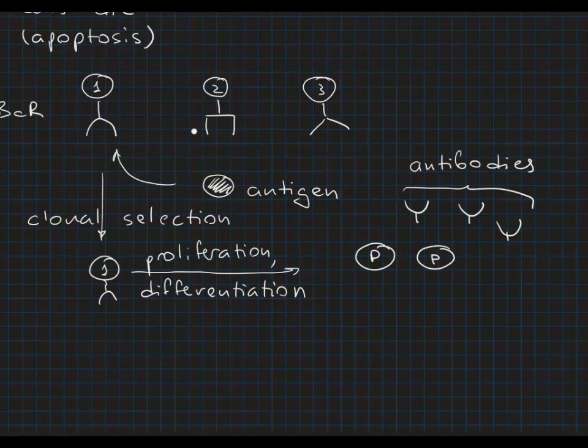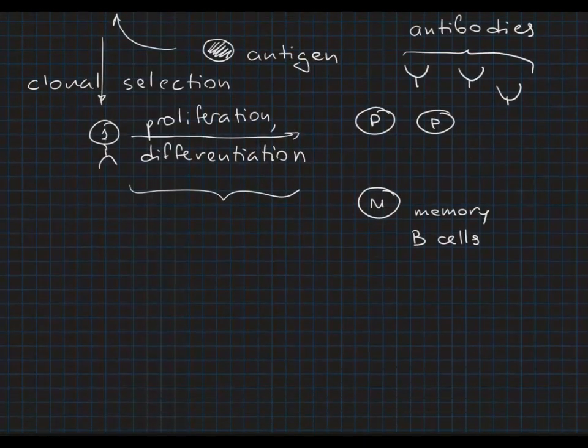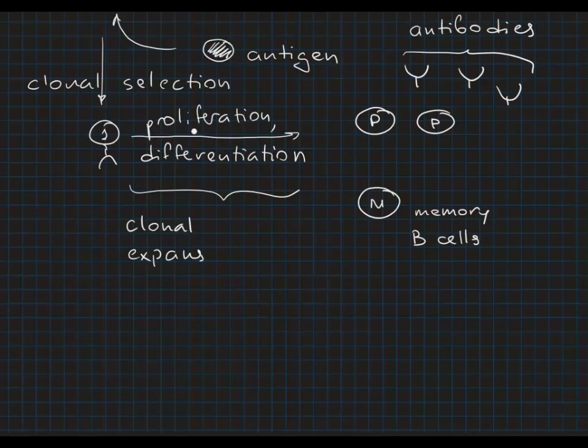Another population will be memory B cells. They will remember the pathogen, and next time you get exposed, your immune response is going to be much faster and much more robust. The process of proliferation and differentiation of a specific B cell clone is called clonal expansion.